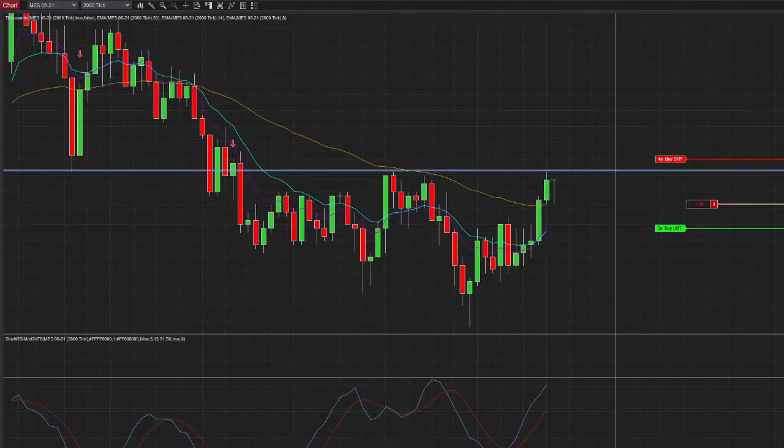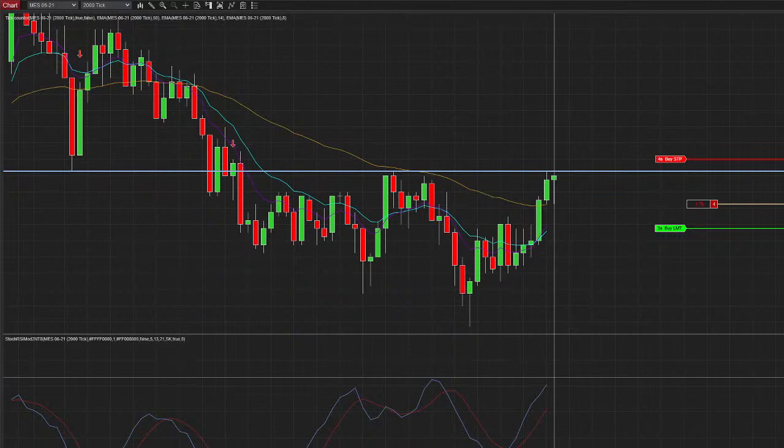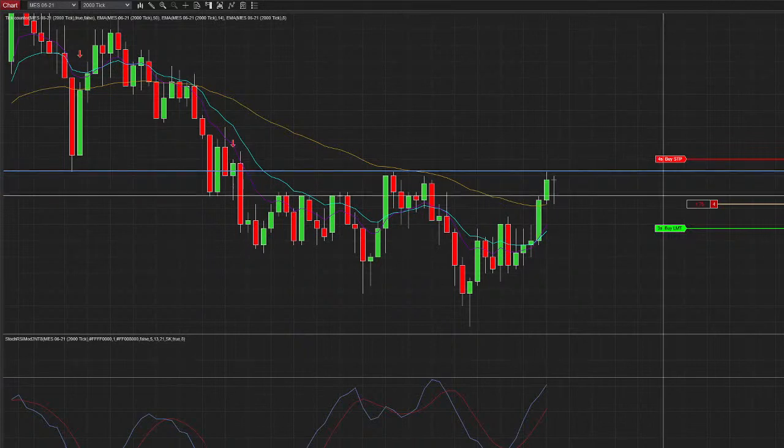I'm setting my stop just above this last high. If it breaks out of that, then I'm just gonna let this close.